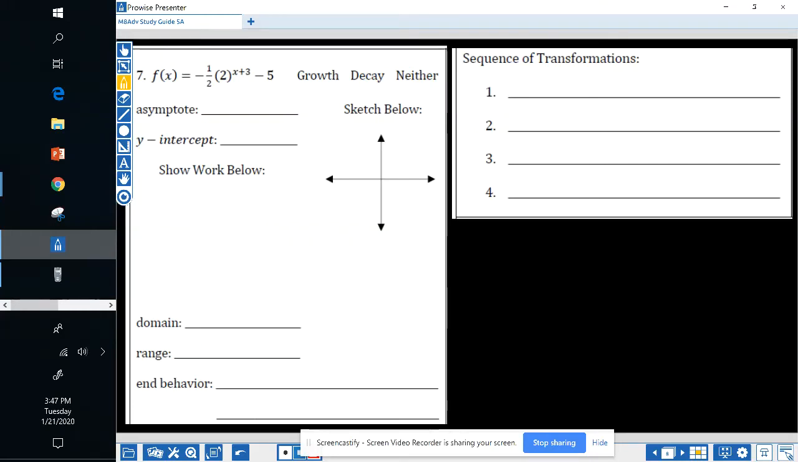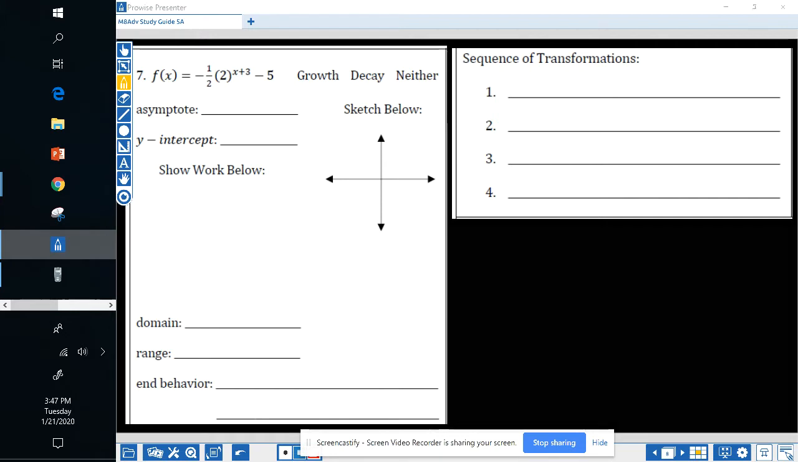Okay, on number 7, we have a transformed exponential function. However, this time our a is negative. So when we're talking about growth or decay, these are considered neither growth nor decay. Our asymptote is y equals -5.